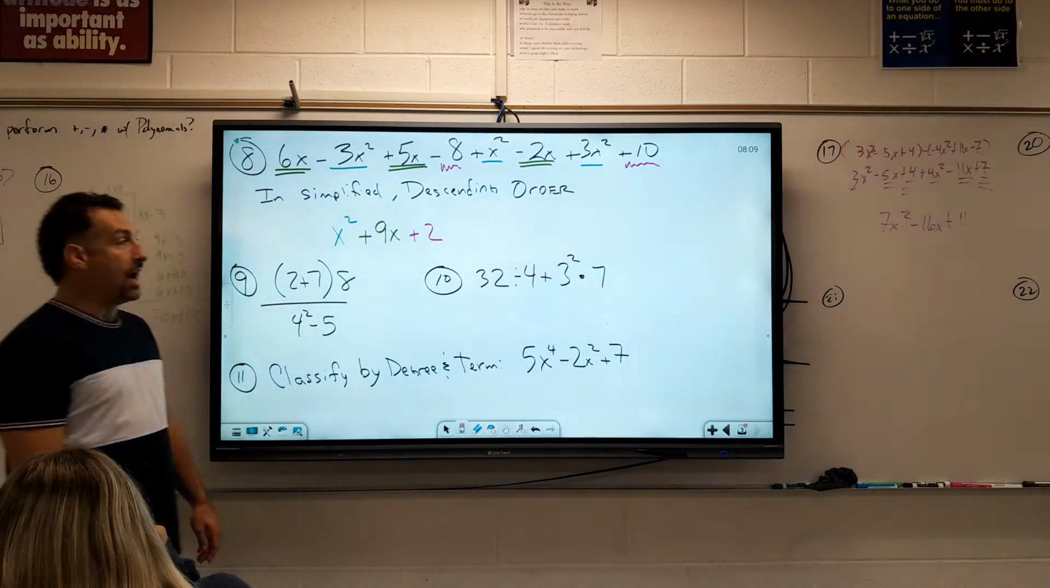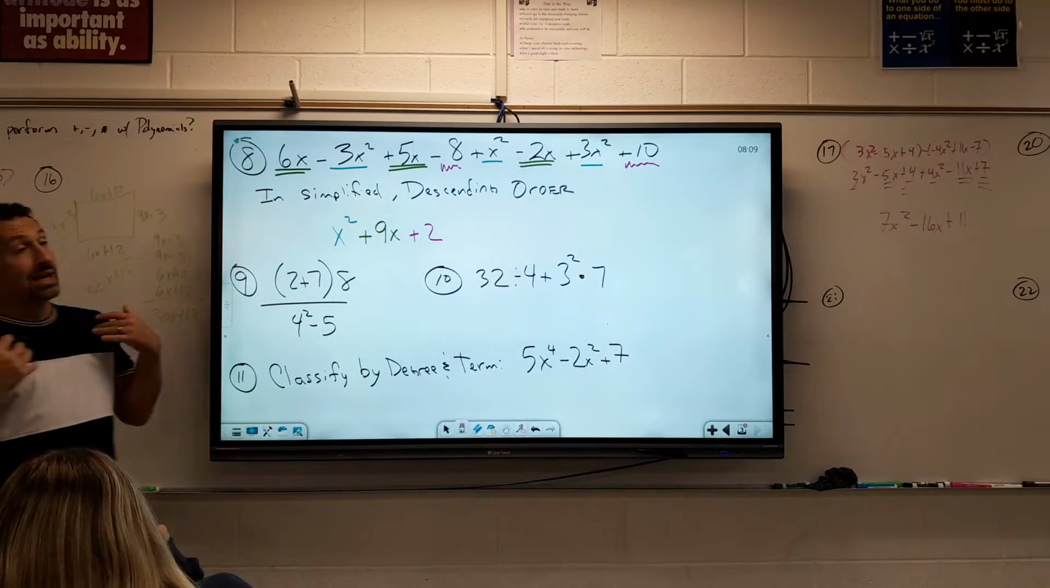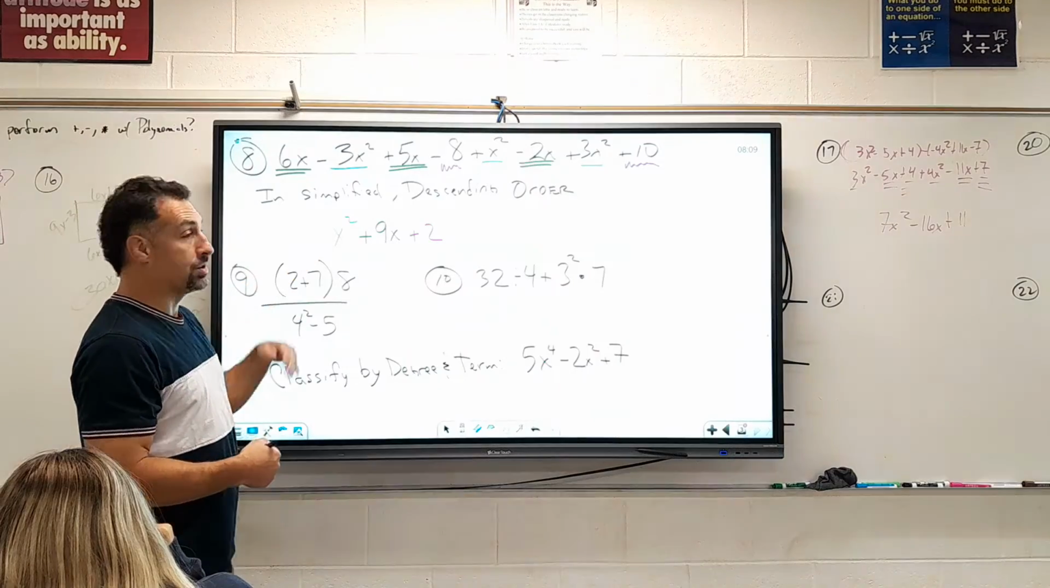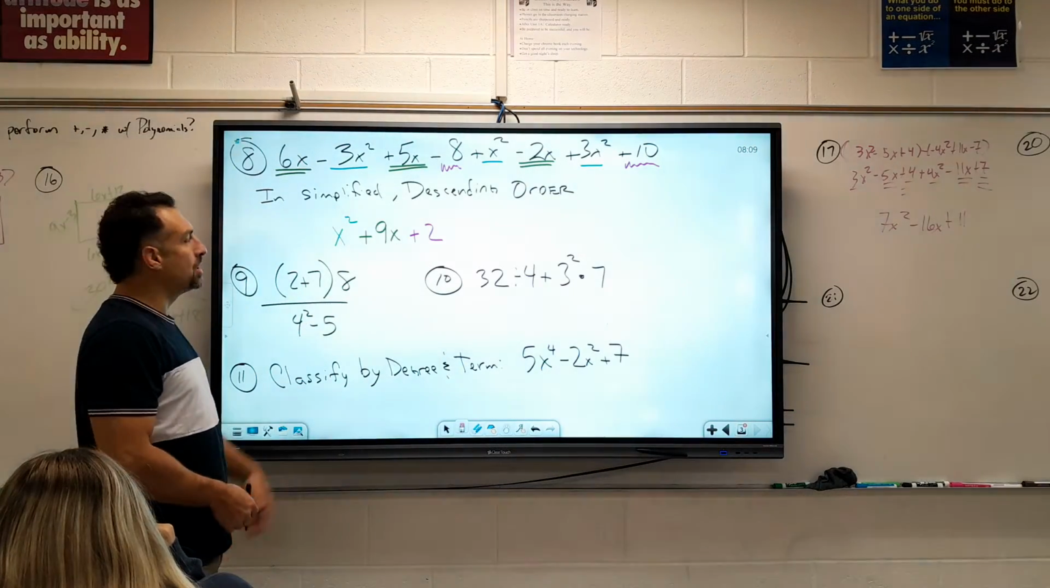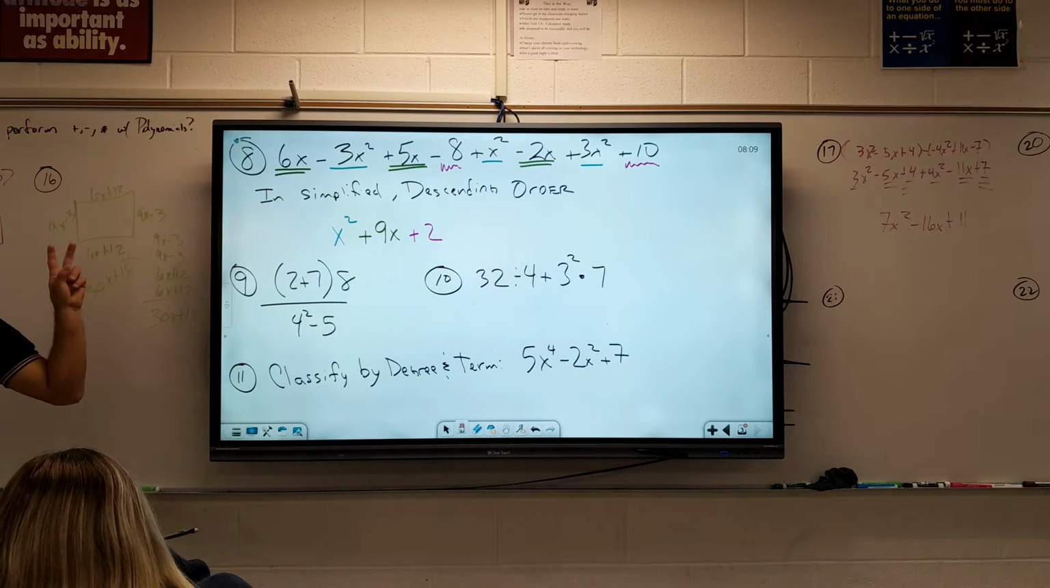Okay, is it simplified and listed in descending order? Yeah, so I always do the biggest one first, then go down with my like terms. That automatically puts things in descending order, aka standard form.